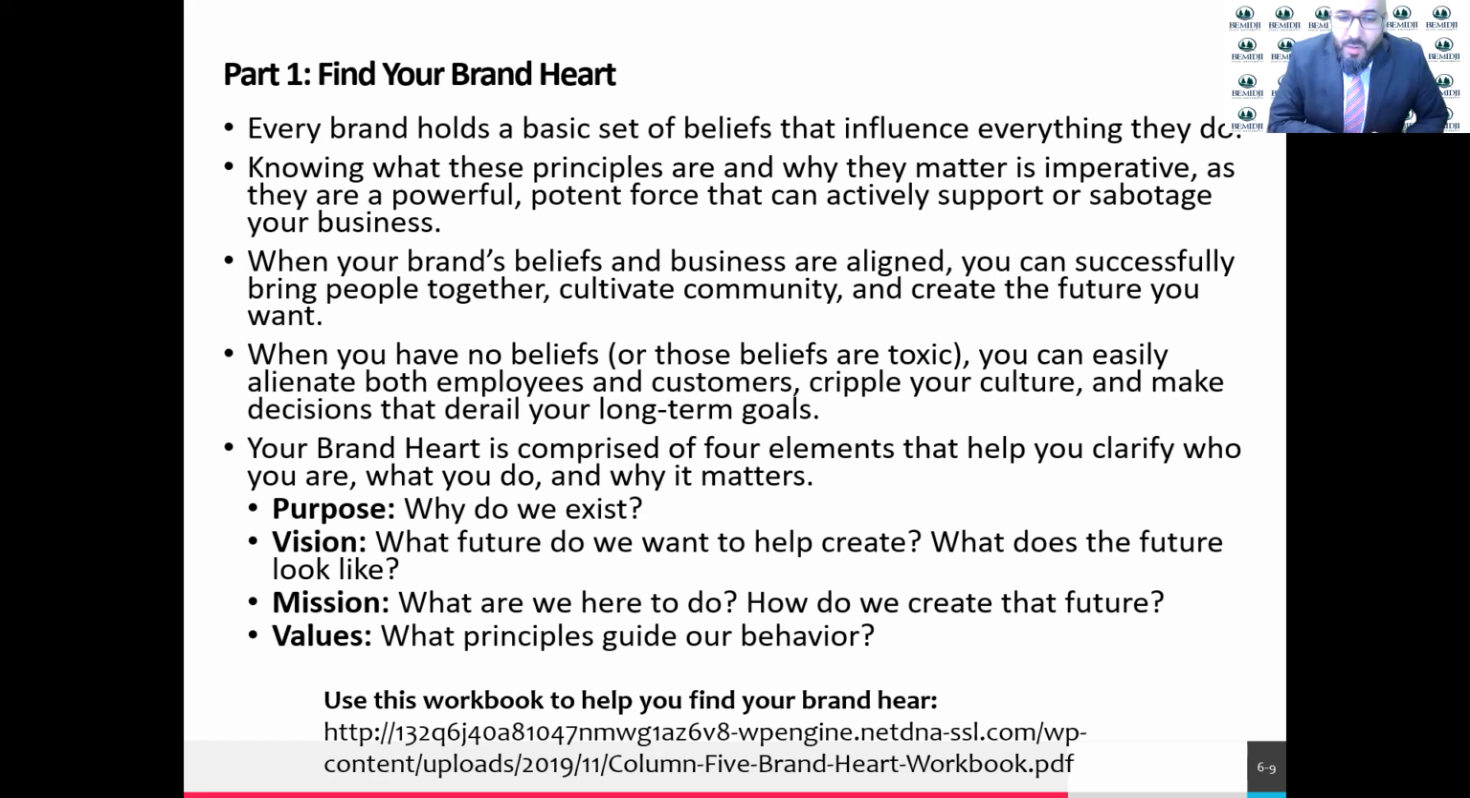The mission: what are we here to do? How do we create that future? Values would be what principles guide our behaviors. These are the questions that you want to answer to create your brand heart. Why do we exist? What future do we want to help create? What are we here to do? And what principles guide our behaviors?